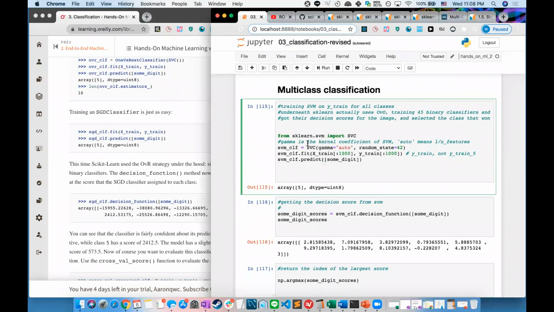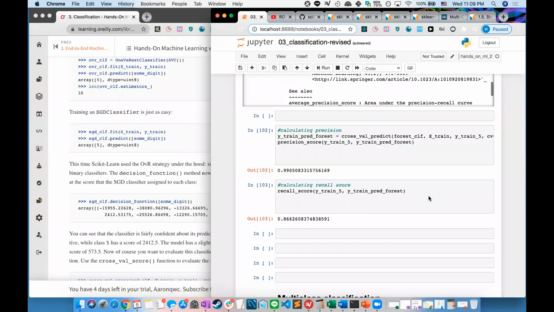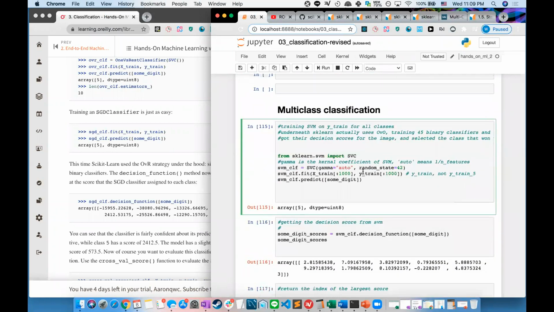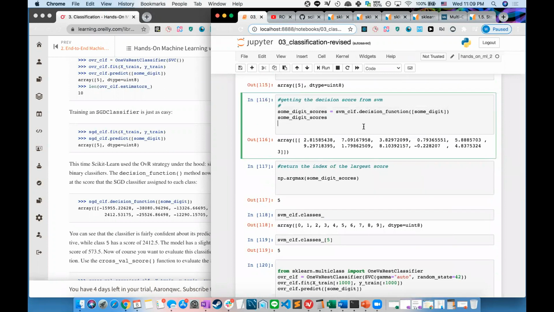I was looking up this gamma. It's a kernel coefficient of SVM. And when it's auto, it means 1 divided by n_features, that's the kernel coefficient to pass into the SVC. Cool. And again, you get the decision function.